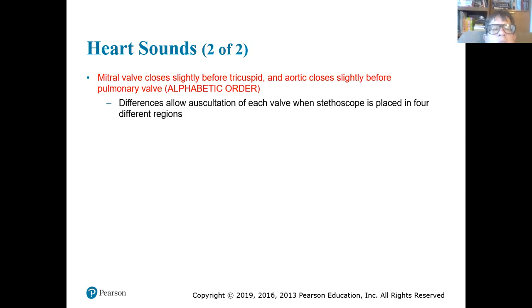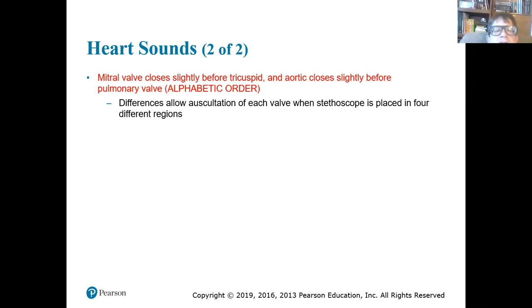So if you listen very, very carefully, there's more than one sound in the lub and there's more than one sound in the dup. In the lub, in the AV valves, the mitral or bicuspid is closing just before the tricuspid. Makes sense. We can remember that using alphabetical order. Bicuspid comes before tricuspid, mitral comes before tricuspid.